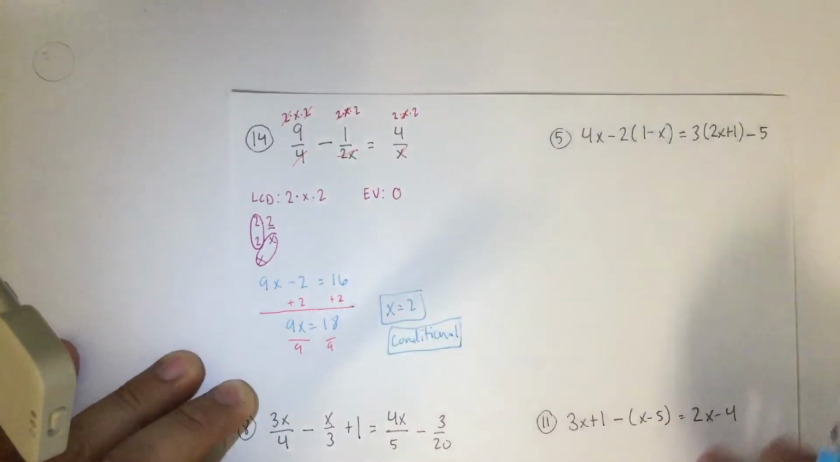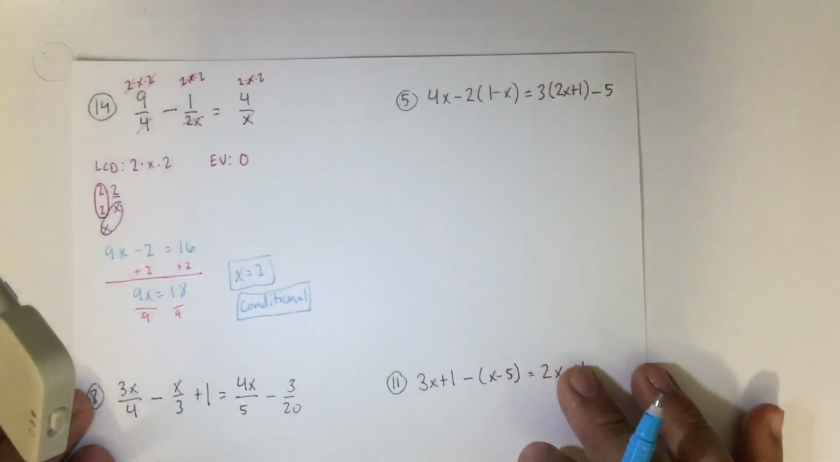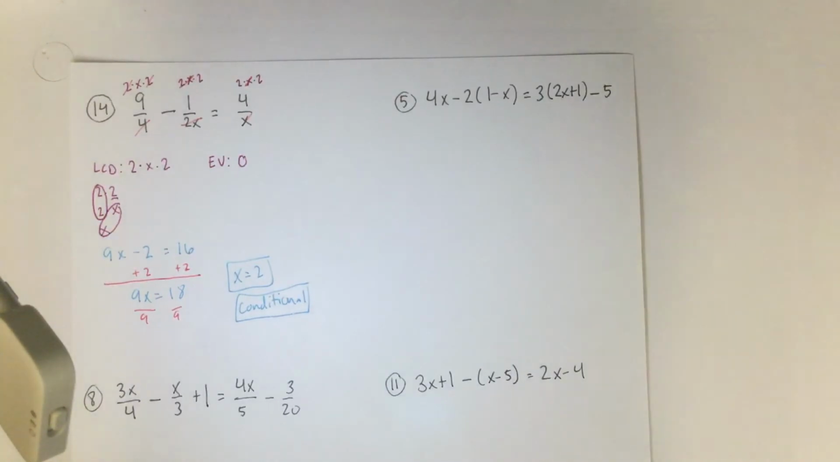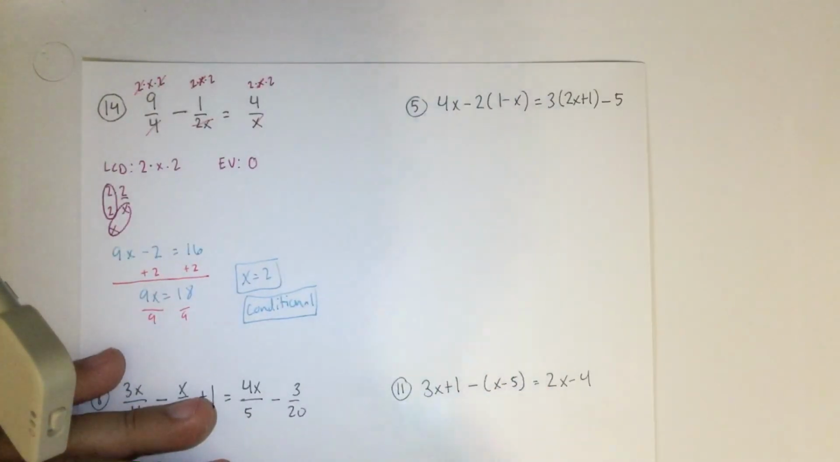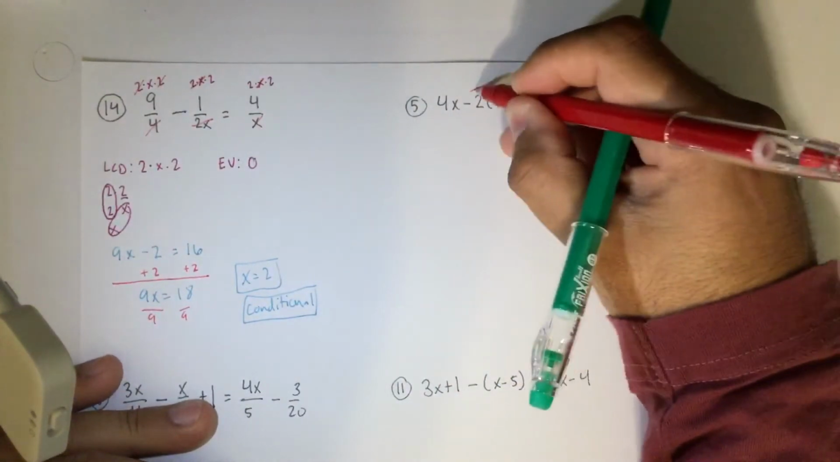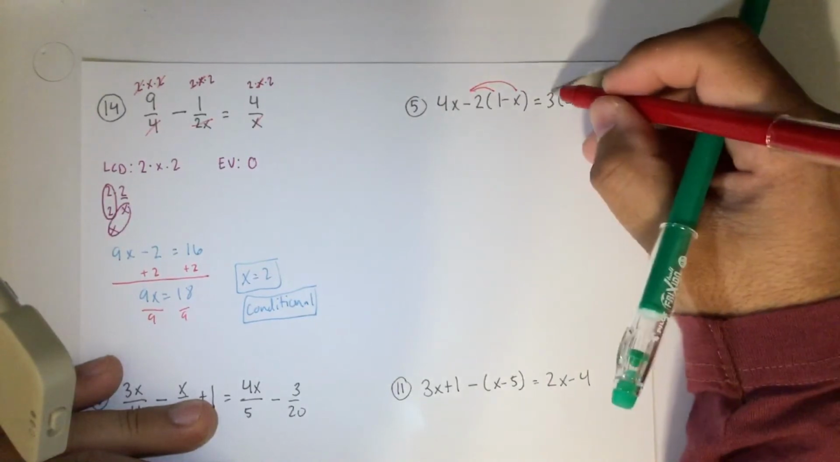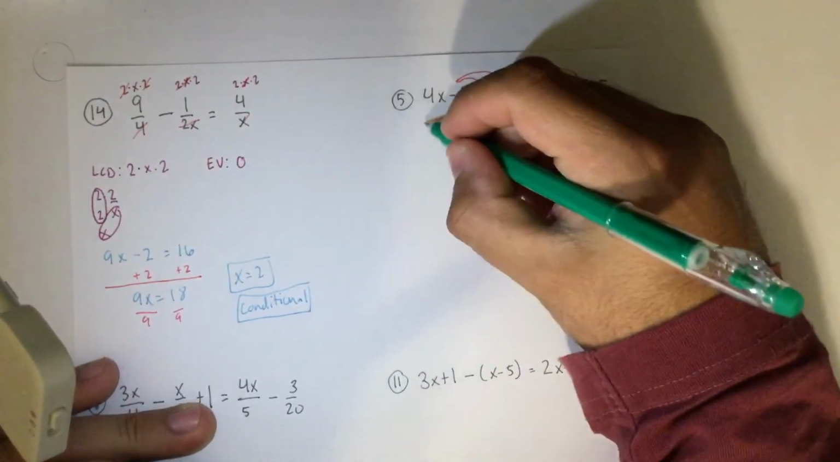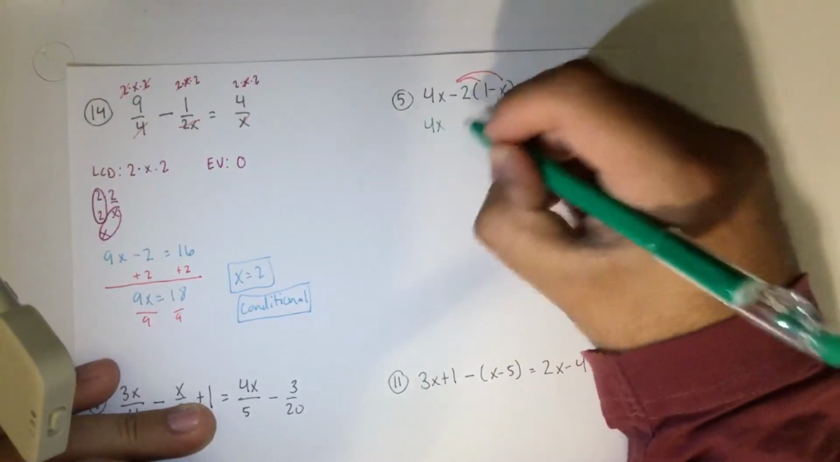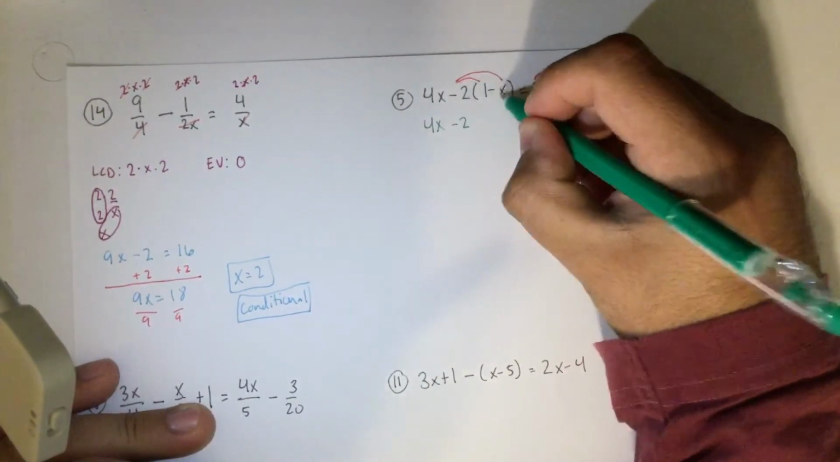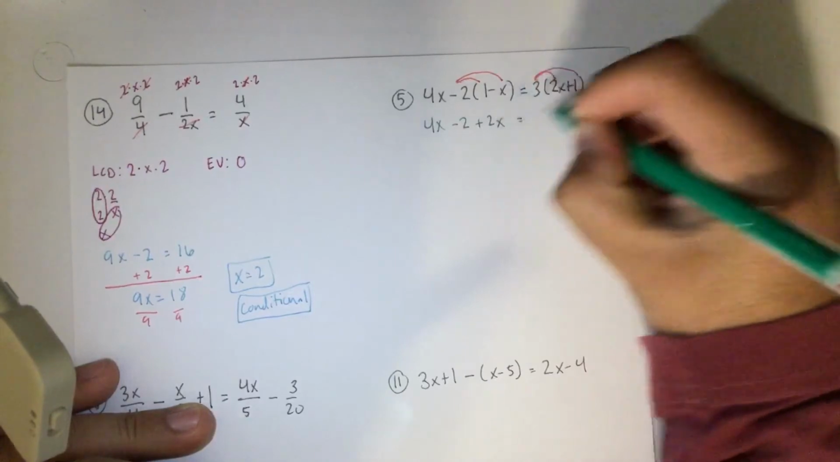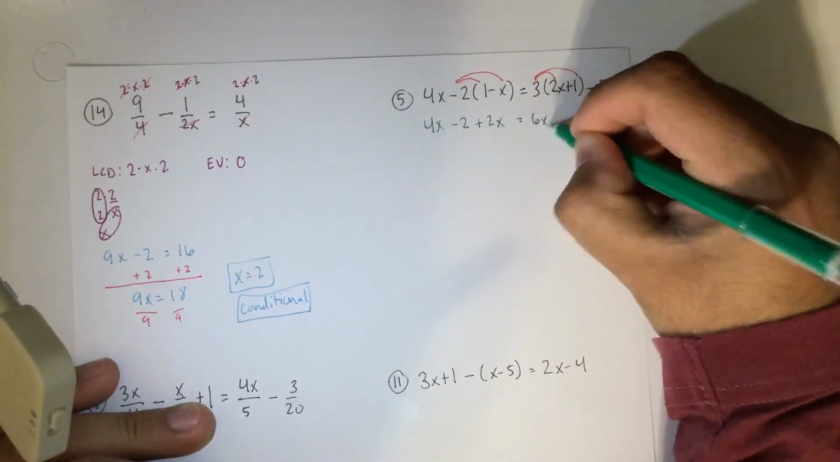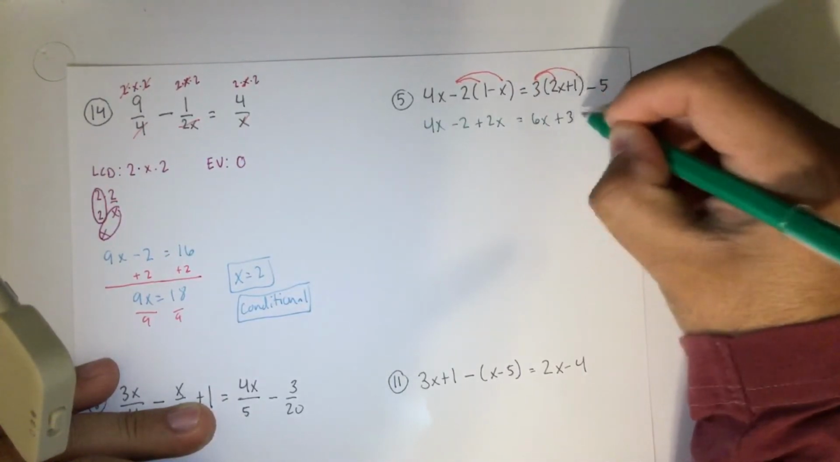All right, on to the next one. And for this one here, not a rational, so we're just going to solve it. First, we're going to distribute. So we're going to distribute the negative 2 times the 1 and the negative 2 times the negative x. 3 times the 2x, and 3 times the 1. So first on the left side, we bring down the 4x. Negative 2 times 1 is negative 2. Negative 2 times negative x is positive 2x. 3 times 2x is 6x. 3 times 1 is 3.